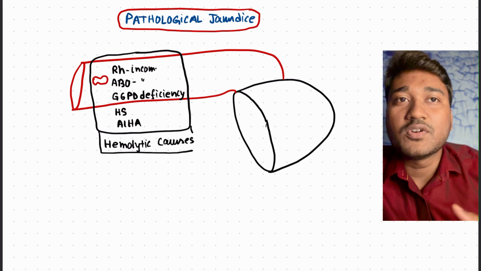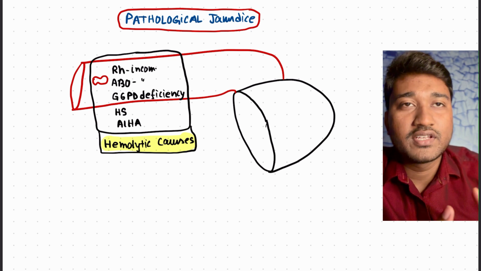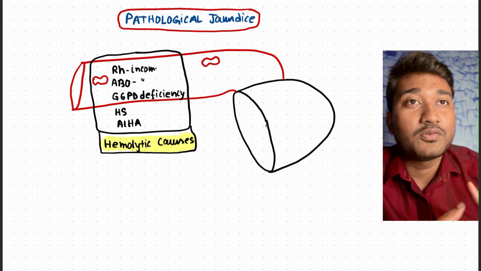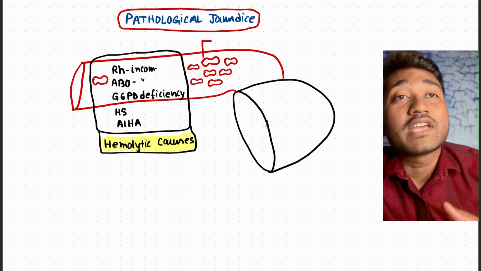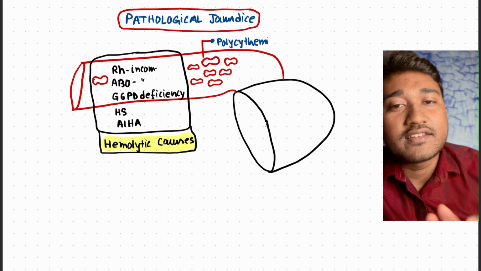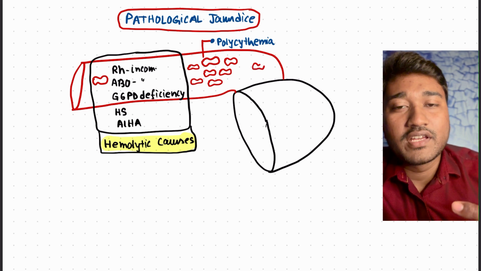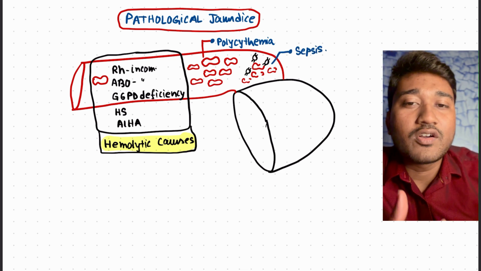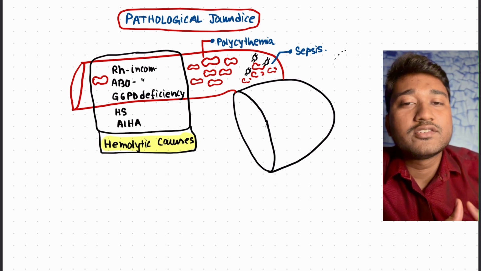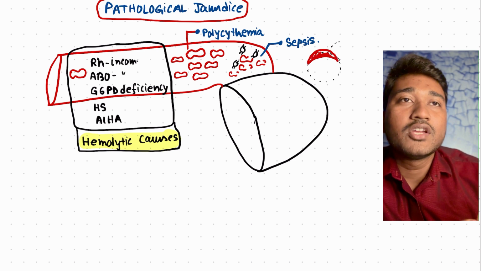In all these hemolytic causes, there is increased destruction of the RBC, and from the RBC bilirubin is produced. Don't worry, we have another video where we have discussed the bilirubin metabolism, how it comes from your RBC. Another cause is polycythemia. Look, there is an increased amount of RBC present in the blood as a circulating form. They eventually get destroyed and eventually there is hyperbilirubinemia. And this naughty bacteria, that means sepsis. Sepsis is very common in newborn. Sepsis eventually leads to destruction of the RBC. So in all these causes, there is increased bilirubin production.